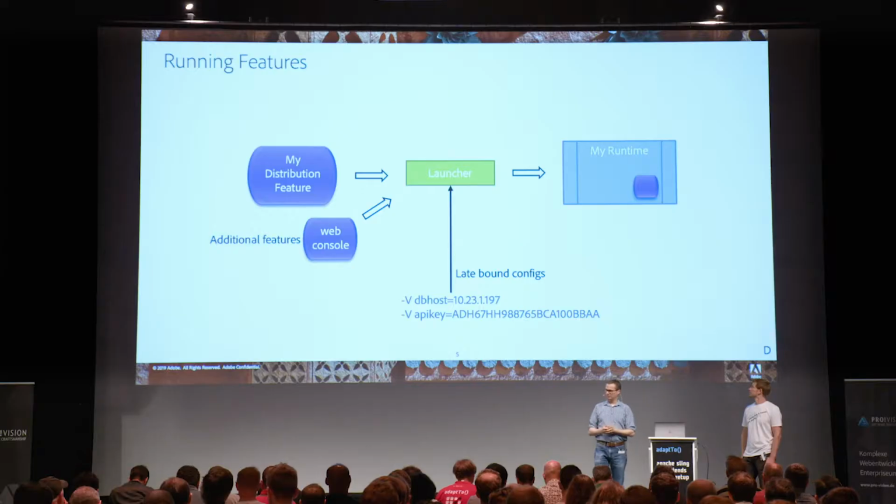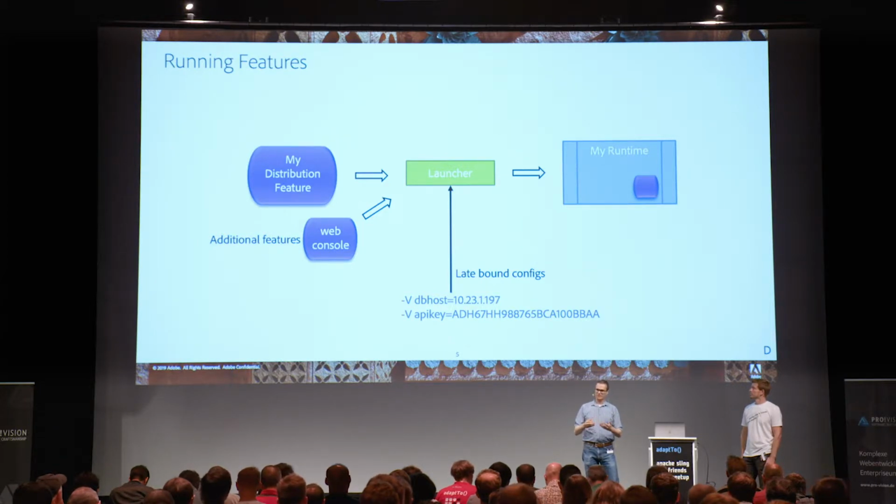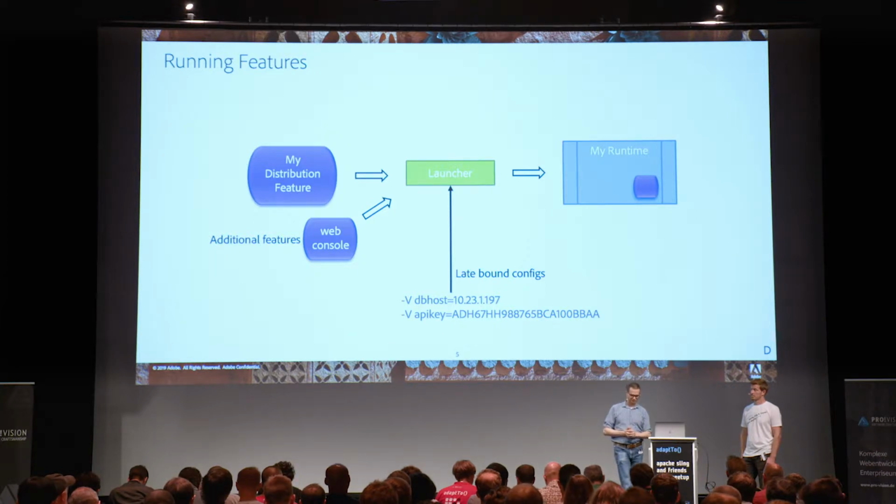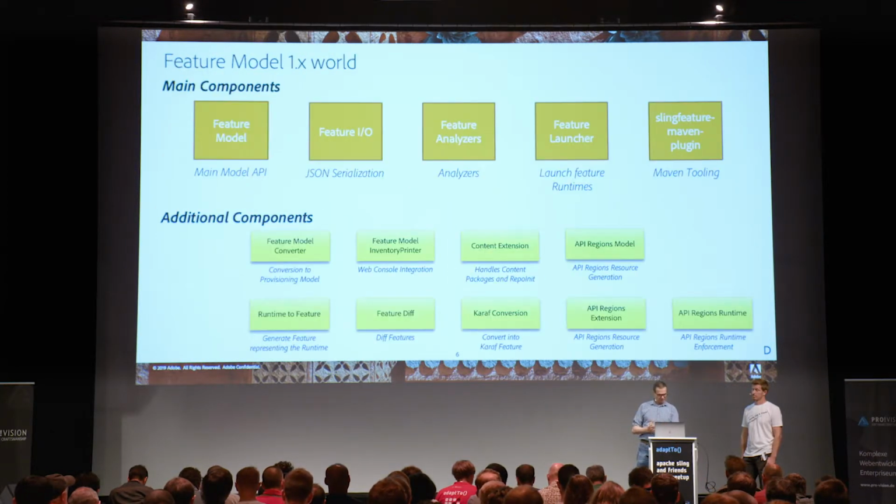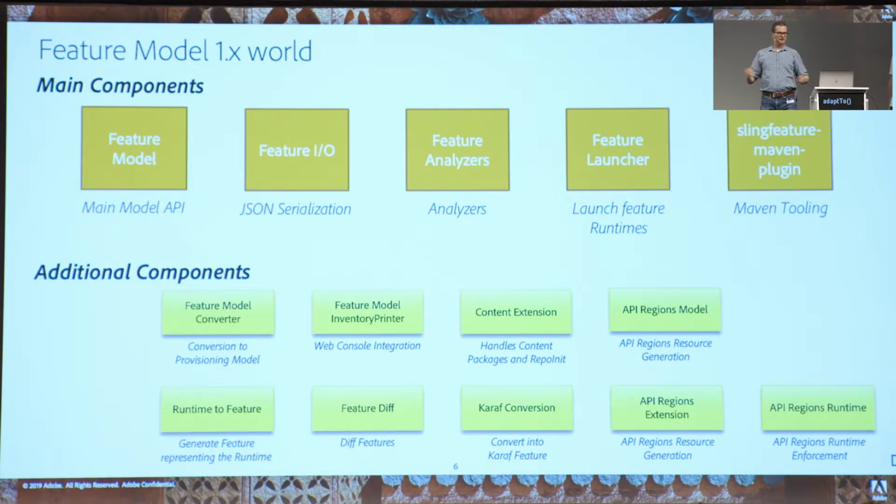So what you can do is give multiple features to the launcher. You can say, okay, I want my distribution, but I'm also going to give it the web console feature. You launch the two of them together, the launcher will merge them on the fly, and all of a sudden you have this web console available in your runtime. So it can be really handy for certain use cases where you need to enhance the product or your component for certain situations. Okay, so that's just the overview.